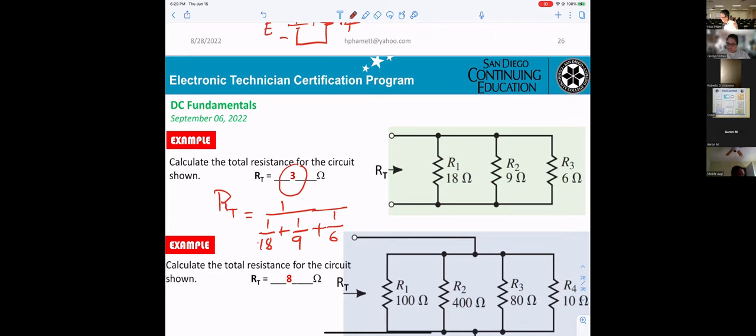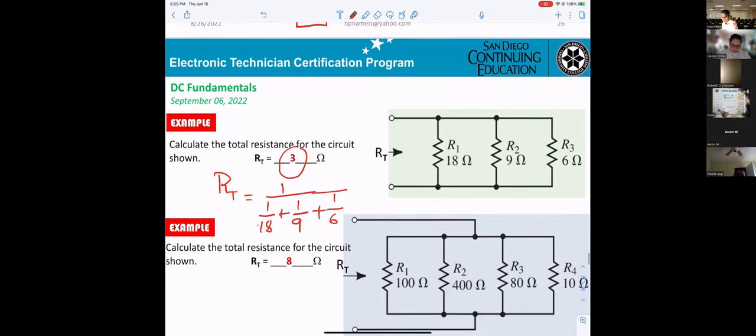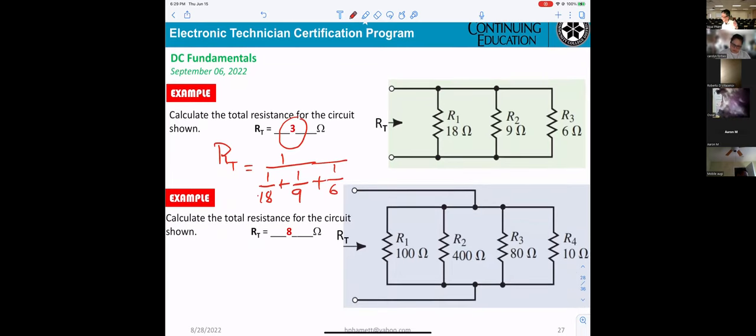Okay, let's see if we can get 3. Do you get 3 ohm? 18 times 1 over 9 plus 1 over 6, and you get 1 divided by total, divided by 3.